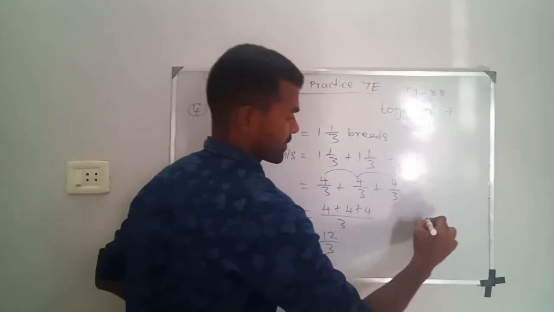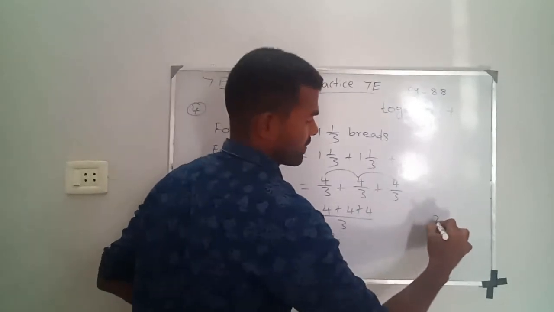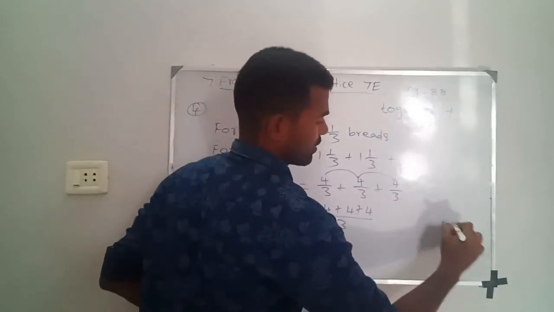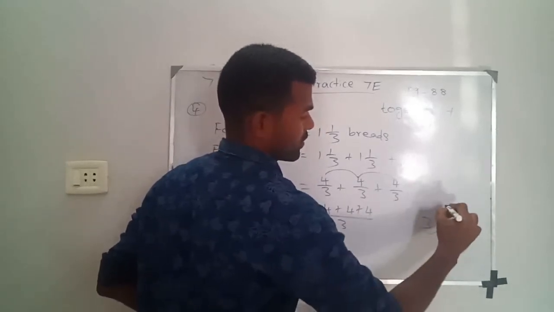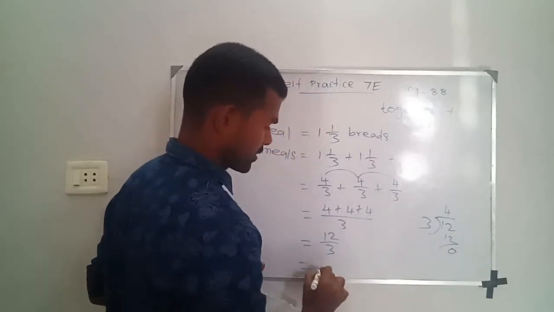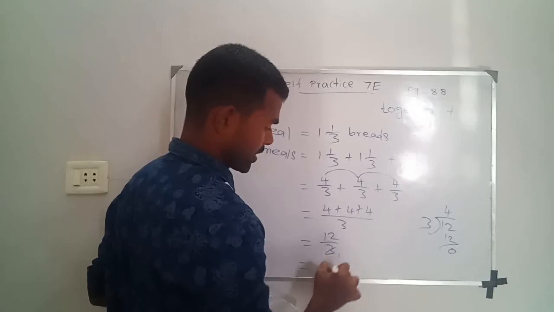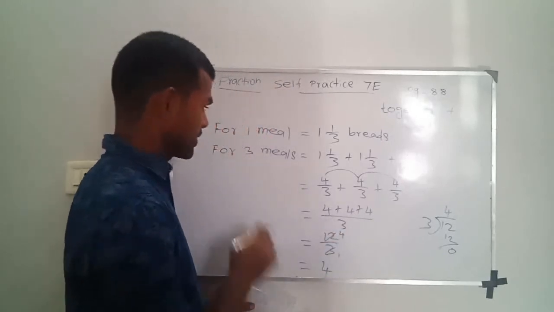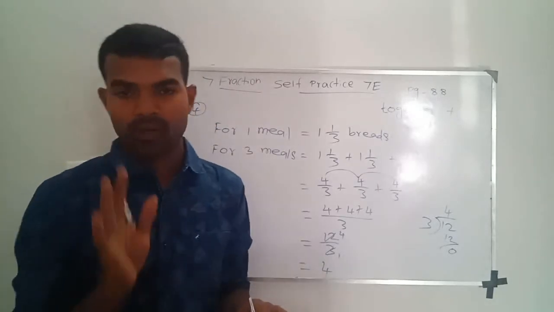12 by 3. You can divide this, 12 by 3. Yes, no? So 3, 4, 12. Yes. So what's the answer? 4. 1 times 3 and here is 4 times. So the answer is 4. So see that they have totally 4 breads.